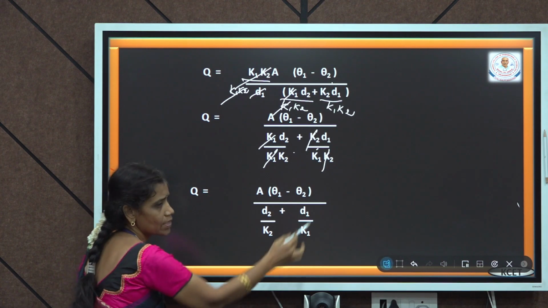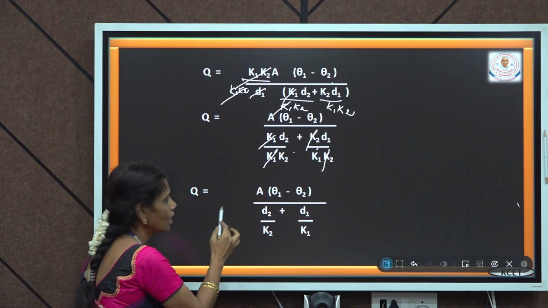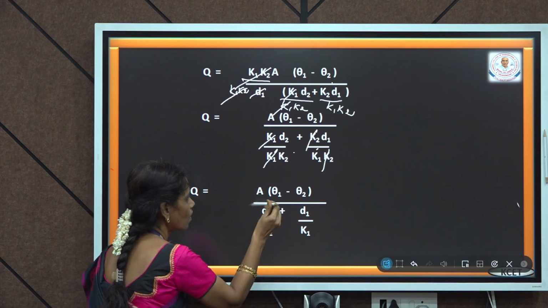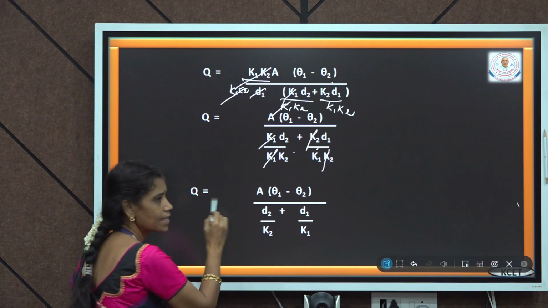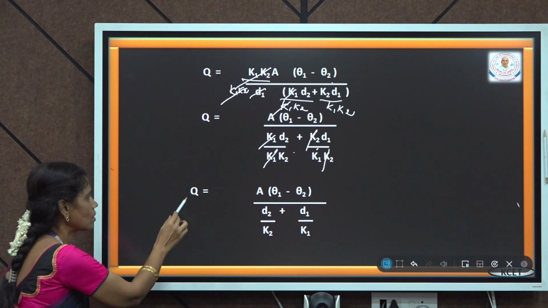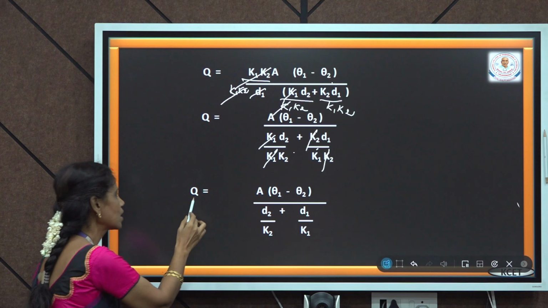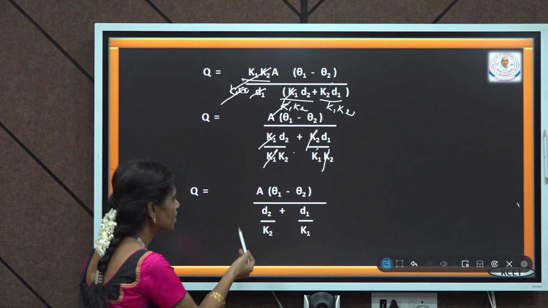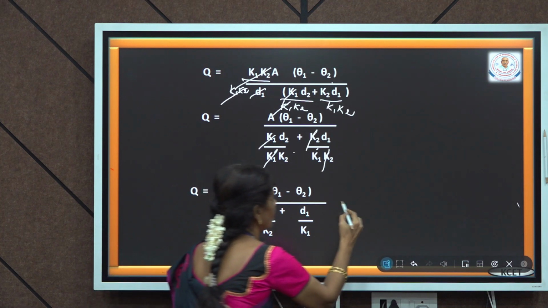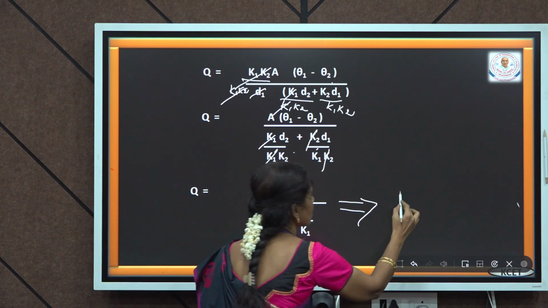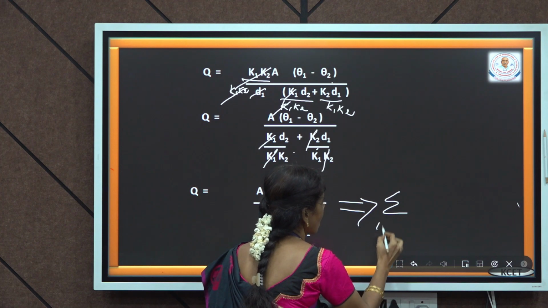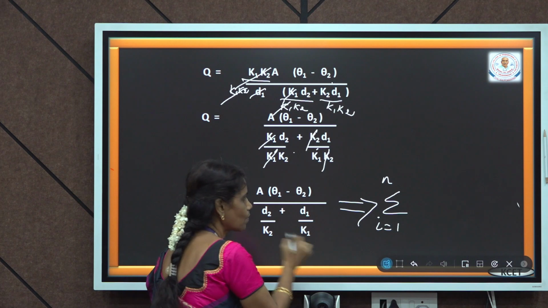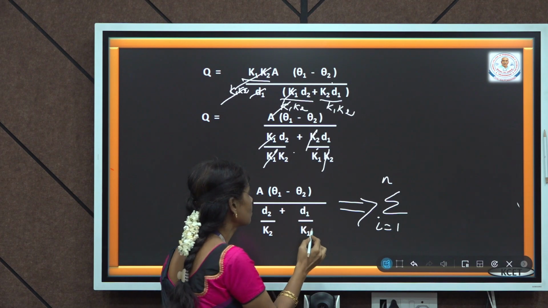So, for the two systems we have derived the quantity of heat conducted. By knowing the temperature of the hot end and the cold end, we can easily determine the quantity of heat conducted. For n number of systems, this equation can be rewritten as summation of i equal to 1 to n. This equation can be extended up to n number of systems.